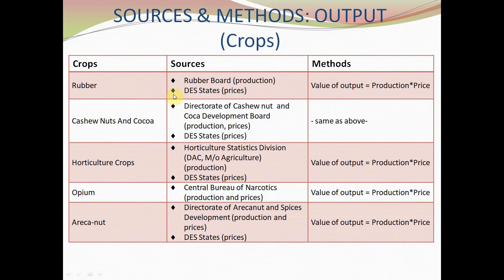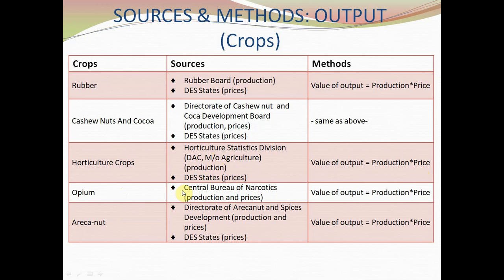Then rubber. Rubber production data is taken from Rubber Board and DA states are providing prices. Value of output has the same method. Cashew nuts and cocoa: for this, Directorate of Cashew Nut and Cocoa Development Board is providing production and prices, and DA states are also providing the prices. For horticulture crops, Horticulture Statistics Division of DAC, Ministry of Agriculture is providing the production data for different states and DA states are providing prices. Value of output has the same calculation method, which is production into price.